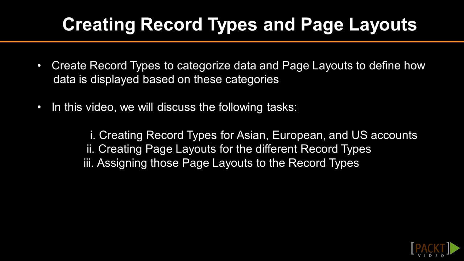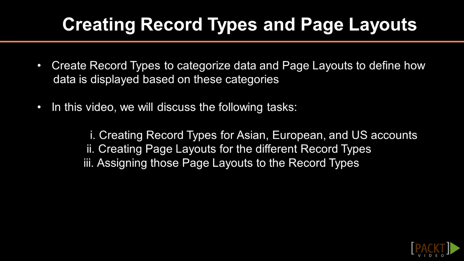For this section, we'll be performing the following tasks. One, creating record types for different types of accounts. Next, creating page layouts for the different record types. And third, assigning those page layouts to the record types. For our example, we'll be creating 3 different record types for the account object. One for Asian accounts, one for US accounts, and another for European accounts. Then we'll create 3 different page layouts, one for each of the record types. This would hopefully help our organization present relevant data based on the region of our account.